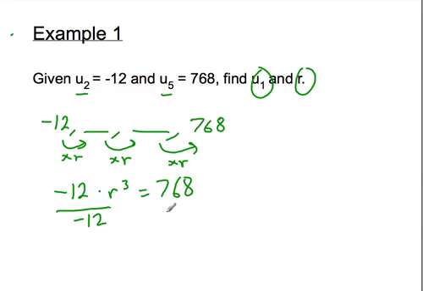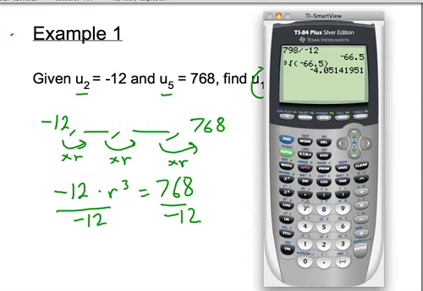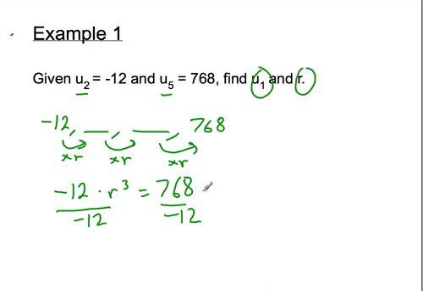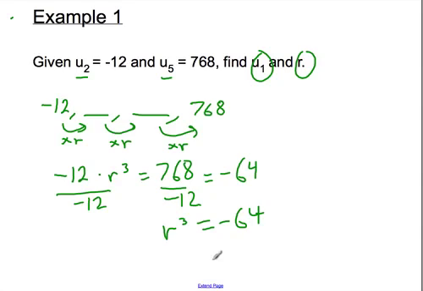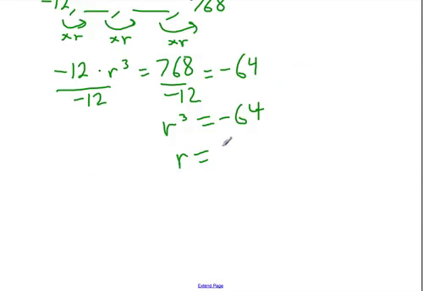And we can divide both sides by -12, and we get 768 divided by -12, which is -64. So that is -64, and that equals r cubed. Okay, so to get r, we have to do the cube root. R equals cube root of -64.